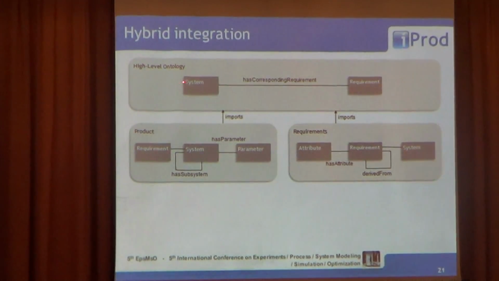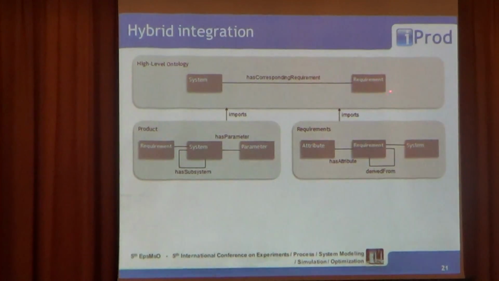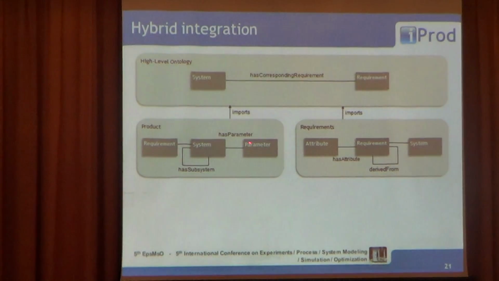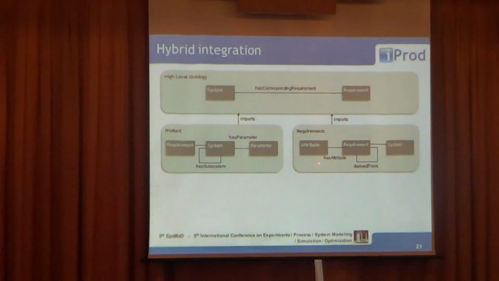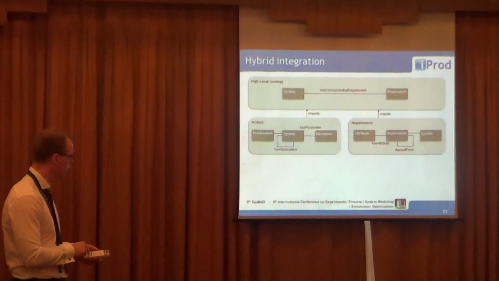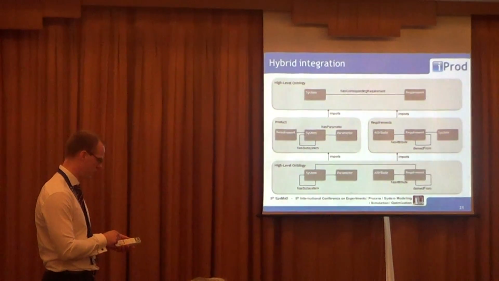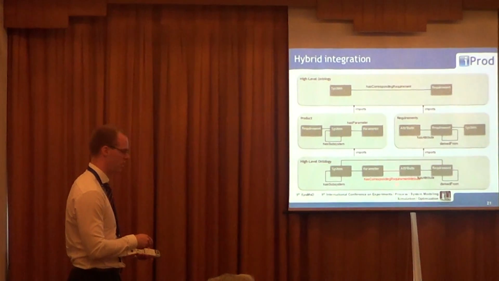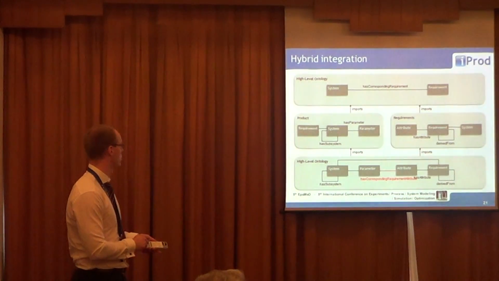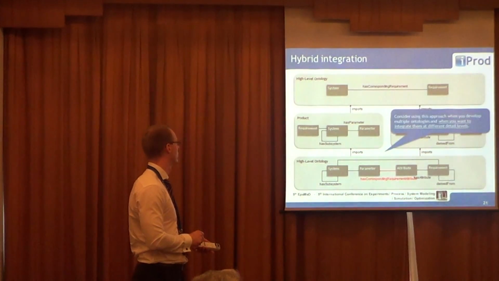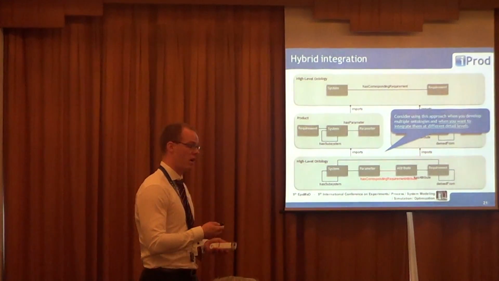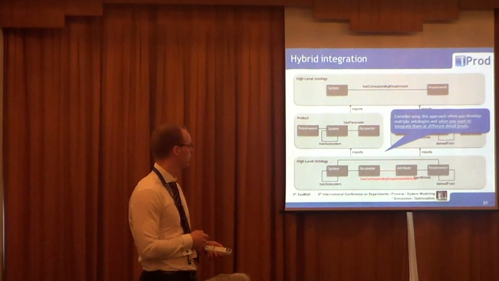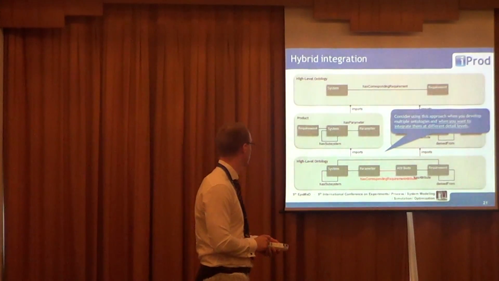But here you can only link systems to requirements. You cannot link parameters of a system or attributes of a requirement. So if you want to link them at a more detailed level, you can create another ontology down here and link them at a detailed level. So the charm about this approach is that if you have multiple ontologies and you want to link them at different detail levels, this can be very useful. And this is what we've done in our project.